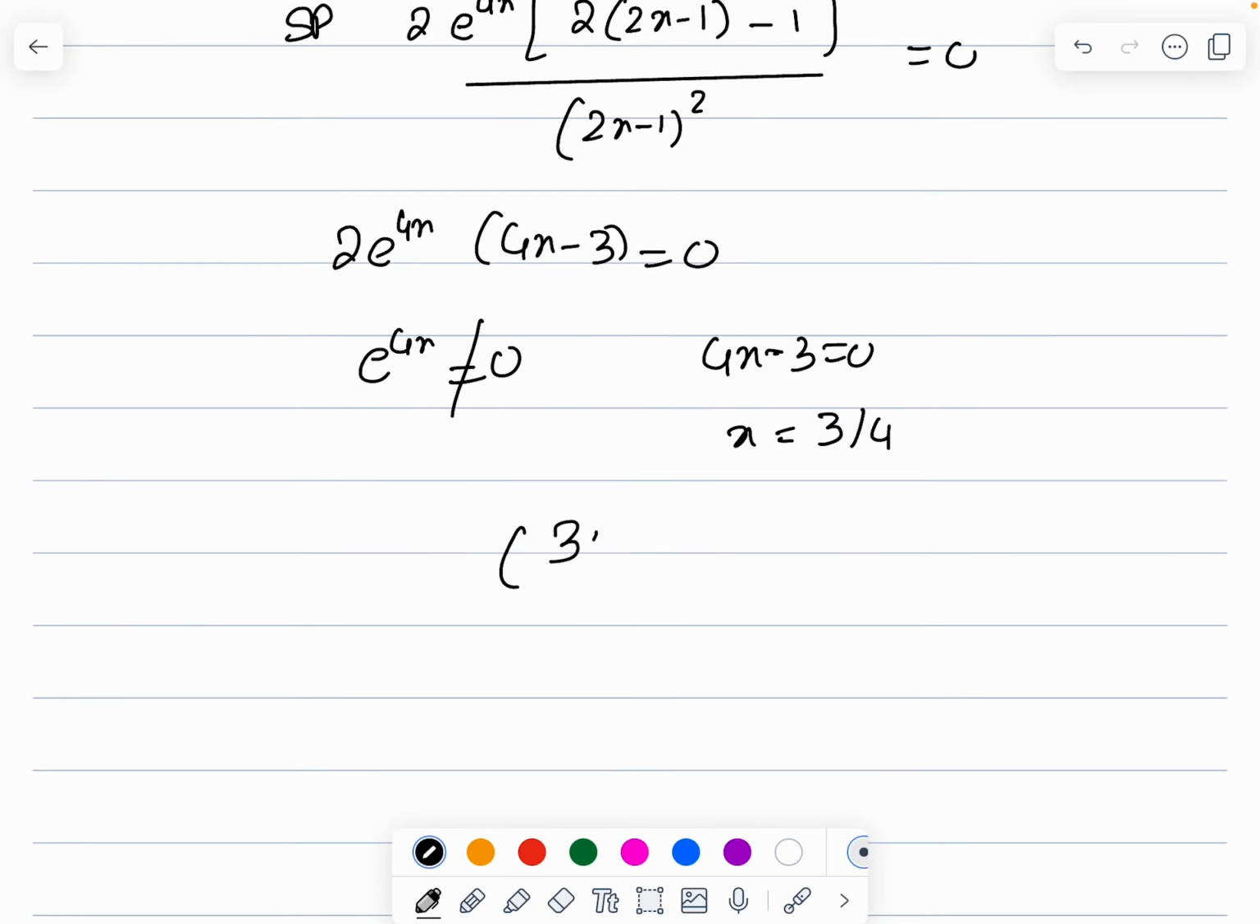Plug in 3 upon 4 in the question. You should be getting 2 e power 3. That's going to be the answer for part B.